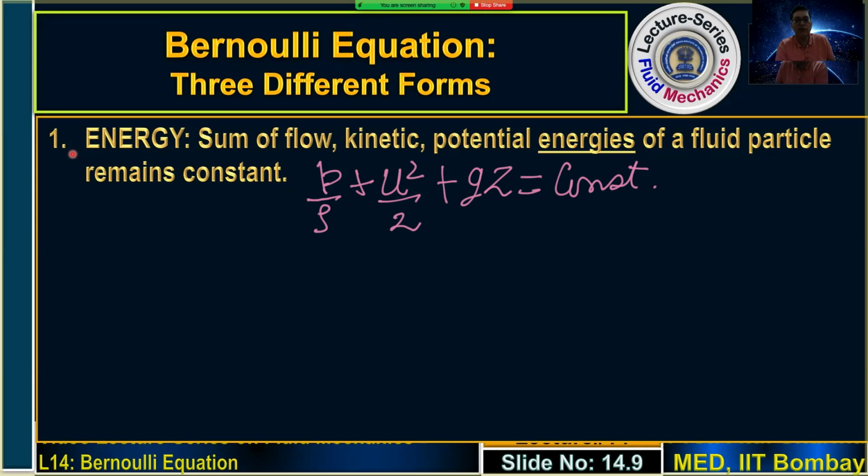However, if the flow is irrotational, it has been shown that this constant is the same even if you consider a different streamline. So you can apply the Bernoulli's equation between any 2 points in the flow region if it's irrotational.